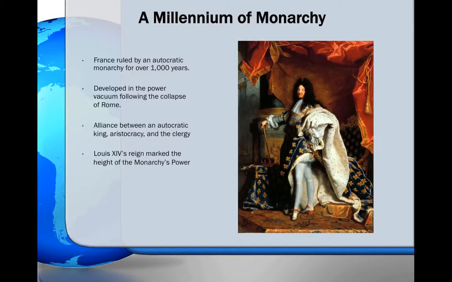And the height of the French crown's power is undisputedly held by Louis XIV, who is pictured to your right. He was known as the Sun King by his contemporaries, and he is famous for saying, "L'État c'est moi," meaning the state, I am the state.